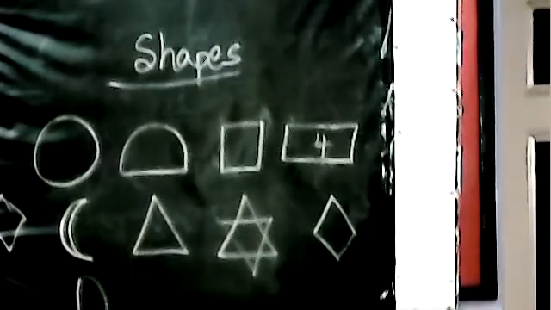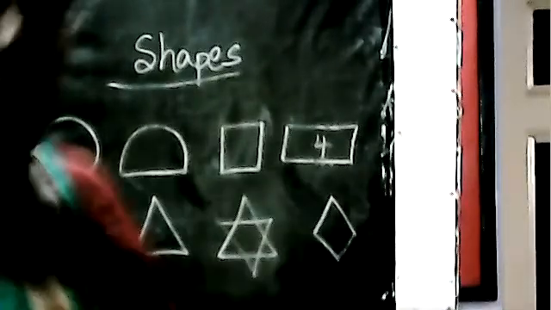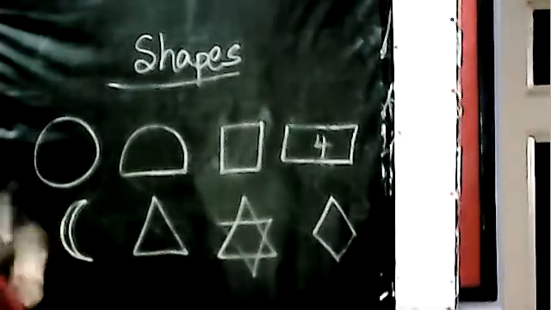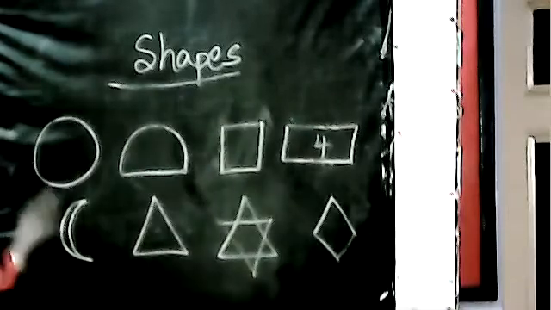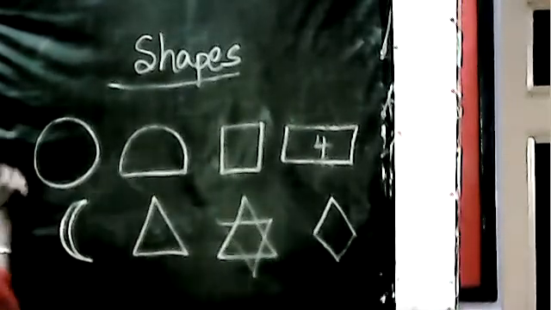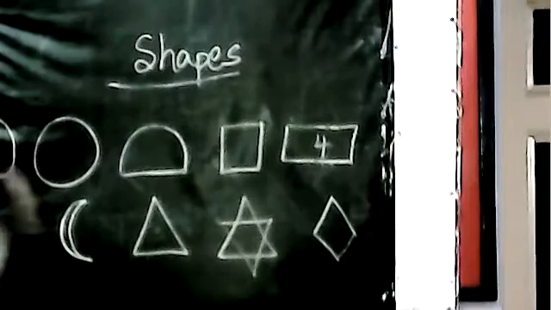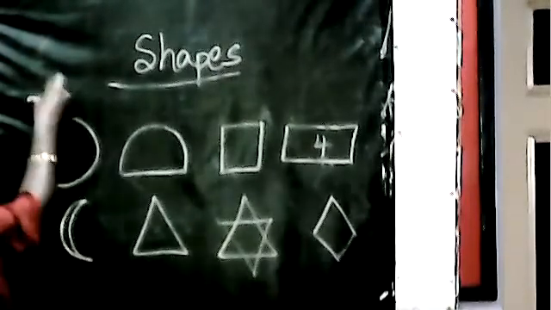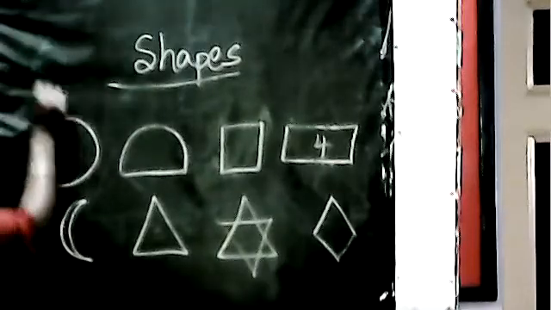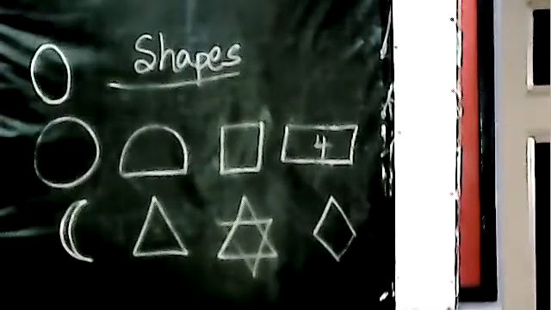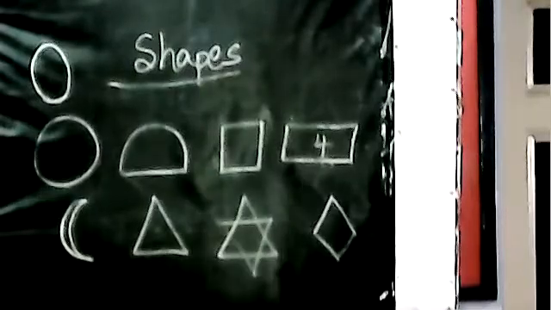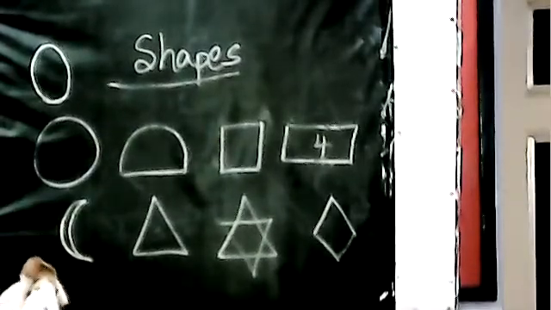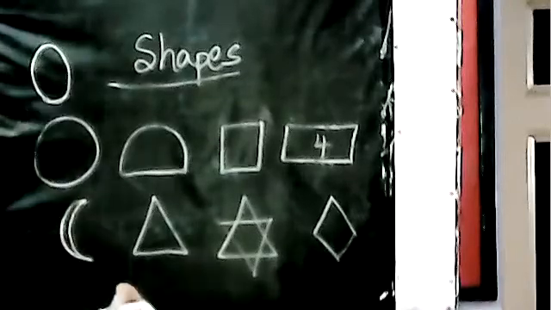Oval shape, name the objects in oval shape. Oval shape you have learnt how to draw the oval shape. See here, now look at the board, oval shape. So you can't see the board, oval shape I have drawn here. Okay, oval shape, you must draw this oval shape. Egg is in this oval shape. Okay, mirror, egg. Okay, these are all in this oval shape.